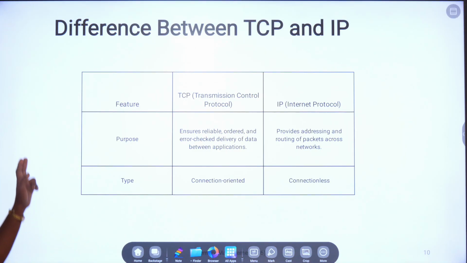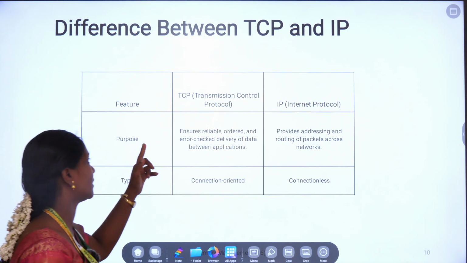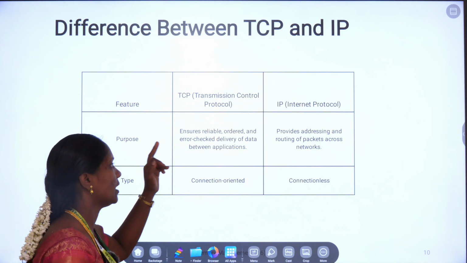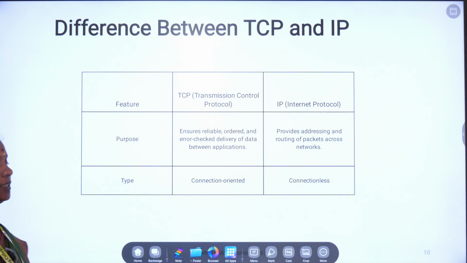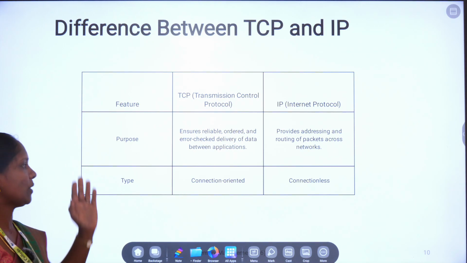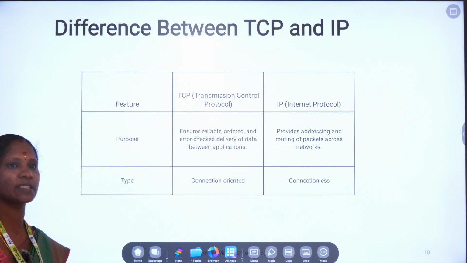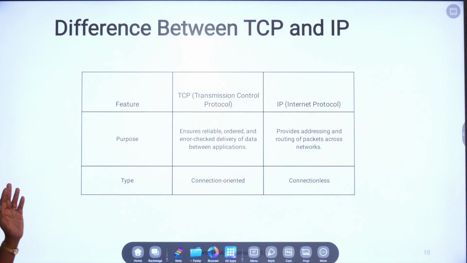The next one. Difference between TCP and IP. TCP is Transmission Control Protocol, which we already know, and IP is Internet Protocol. TCP is a connection oriented protocol. IP is a connectionless protocol. IP address is used for the network layer.